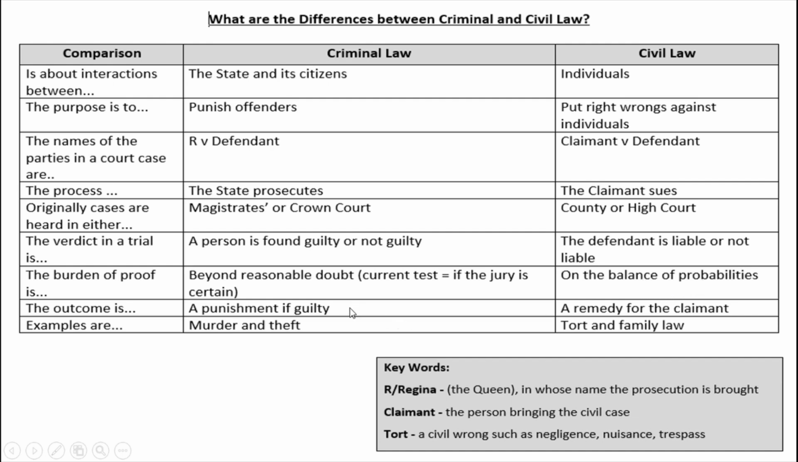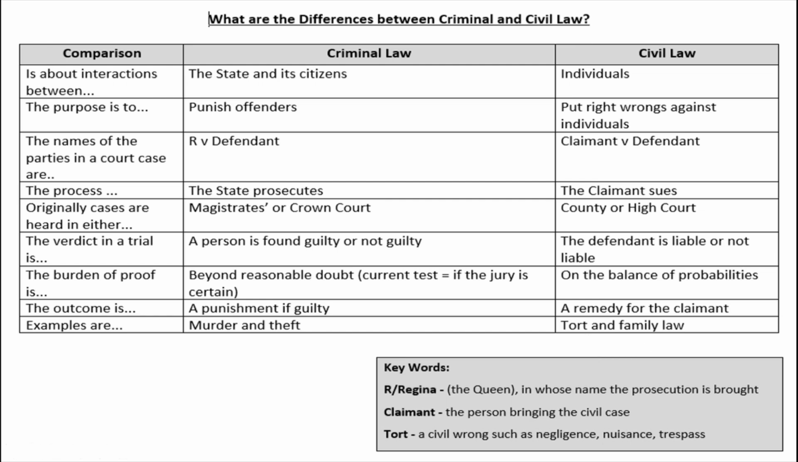The outcome in a criminal case is a punishment if guilty. The outcome in a civil case is a remedy for the claimant. That means a way of putting right the wrongs that exist, usually through some form of compensation. Examples of criminal offences are murder and theft, and examples of civil disputes are tort and family law.